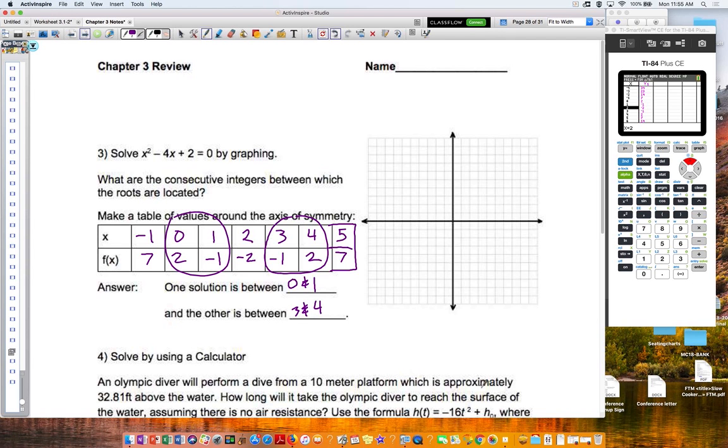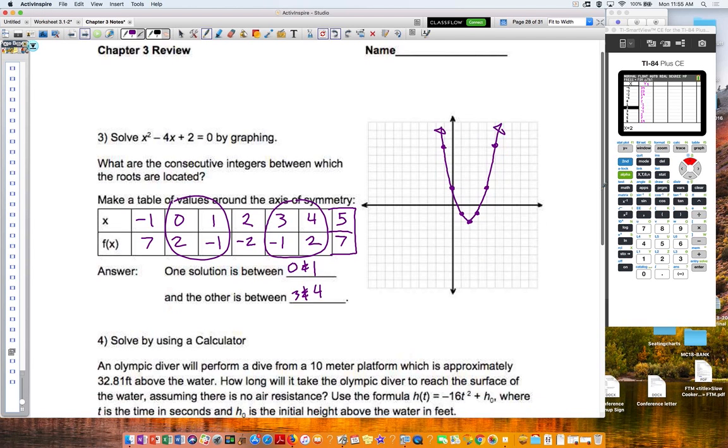And again, you do have the graph here, so I'll quickly graph this. So my vertex again was at 2, negative 2. So left 1, right 1, then up 3, left 3, up 5. So you can see how I graph that pretty quickly, but we can start to see one solution is somewhere between 3 and 4. The other solution is somewhere between 0 and 1.